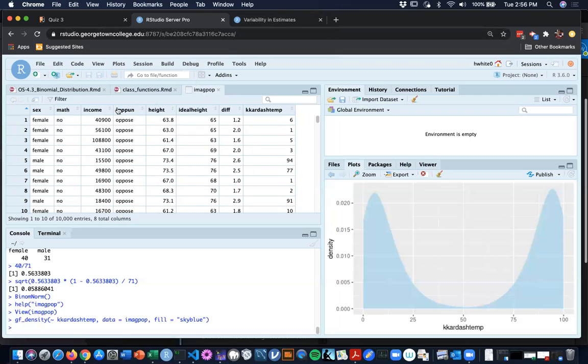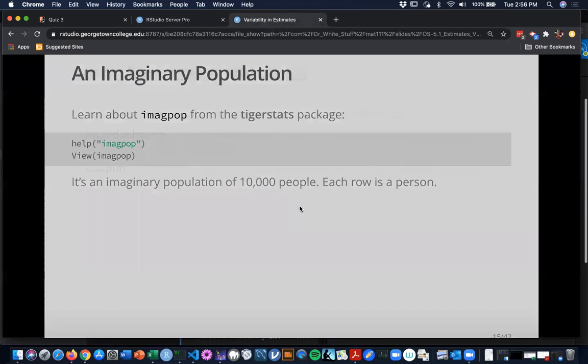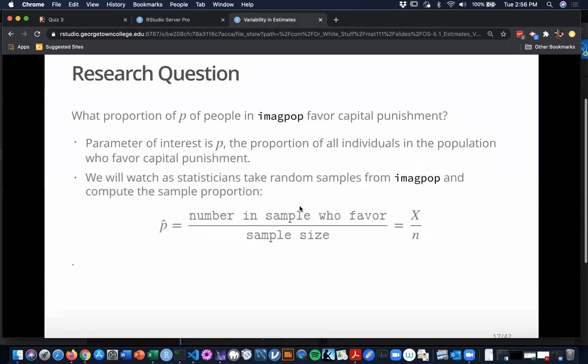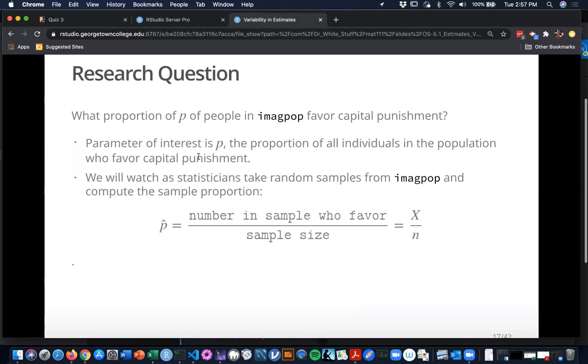I'm going to focus in on CapPun, because that's a yes/no kind of question, two possible options, oppose or favor. So let's give ourselves a research question: what proportion of people in the population favor capital punishment? So the parameter that we're interested in is one population proportion.